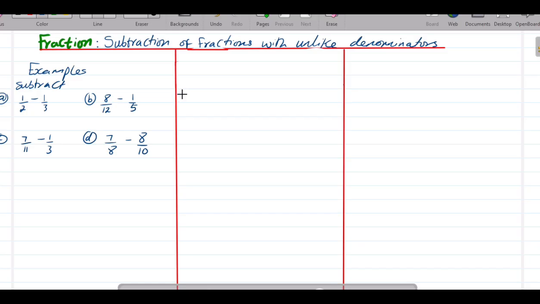So in today's class, we're going to continue with our exercise on fractions. And today we're going to talk about subtraction of fractions with unlike denominators. So let's consider the examples given here. The first question says we should subtract 1 over 3 from 1 over 2.